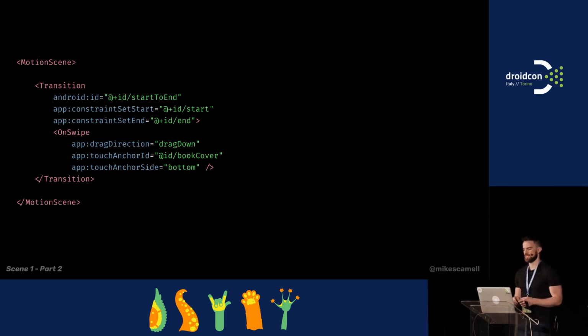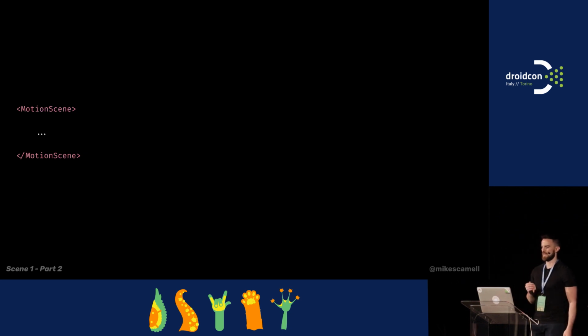We use constraint sets to define how we want things to look at the start and the end of a transition. You could have intermediary steps like a middle state, but whatever it is, ideally a natural resting point before moving to the next state. We're going to focus on just having a start and end state for our first scene, just to keep things simple.